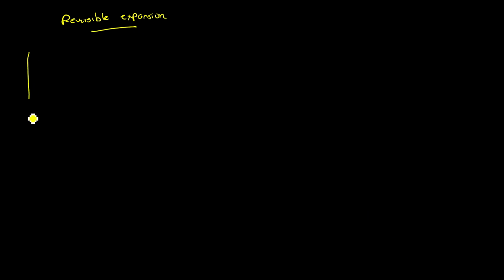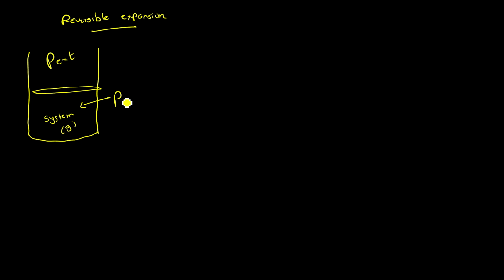Now let me take our procedure again. Here we have the compartment with gas, and here you have the piston. The system is here. The system is a gas, right? So here you have a PEXT, and let's say our internal pressure is PI. Now reversible expansion means your system is at a mechanical equilibrium.